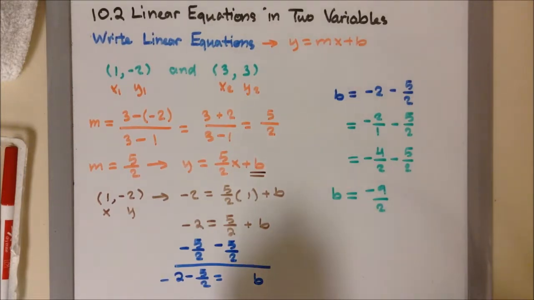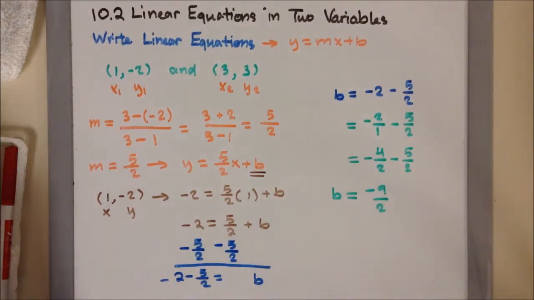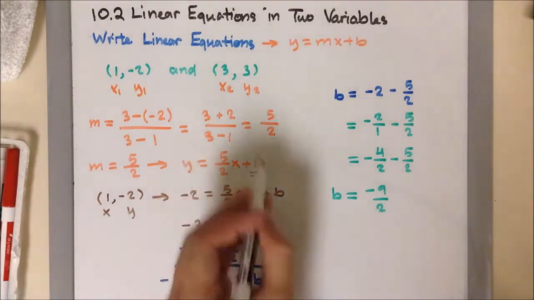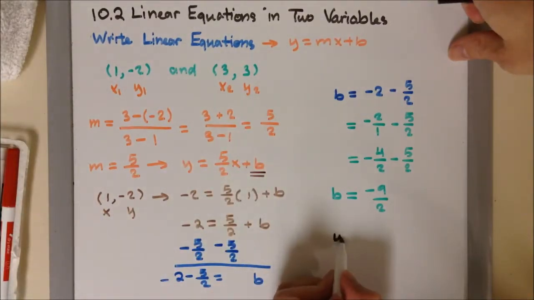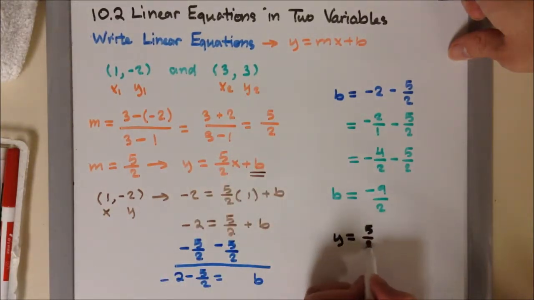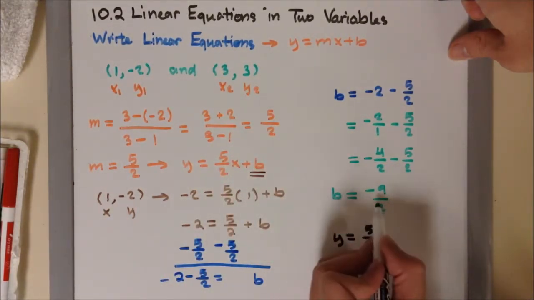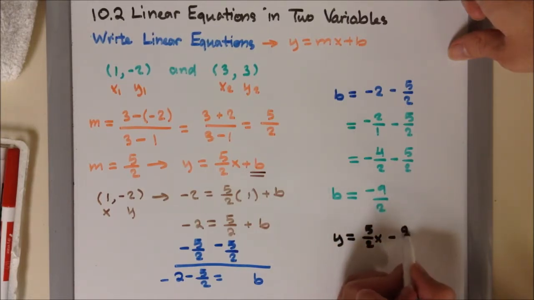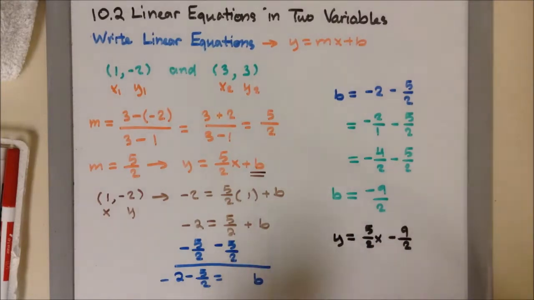Once you finish getting your b value, then you simply write your linear equation. Following this, it's going to be y equals my slope 5 half x, and then my b value. Since it's negative 9 over 2, I'm going to write minus 9 over 2. So that is my linear equation.